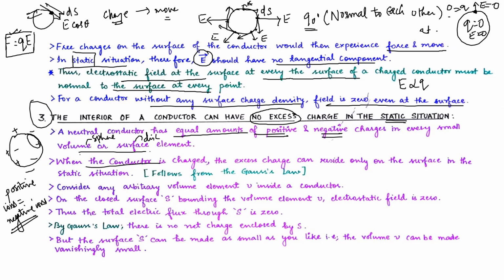When the conductor is charged, the excess charge can reside only on the surface in the static situation. This follows from Gauss's law. If we provide charges inside, they will not tend to stay there. They will all go on the surface. And this follows from Gauss's law. We have read about the Gaussian surface, and if you don't remember, kindly go to chapter 1's last topic, that is application of Gauss's law.